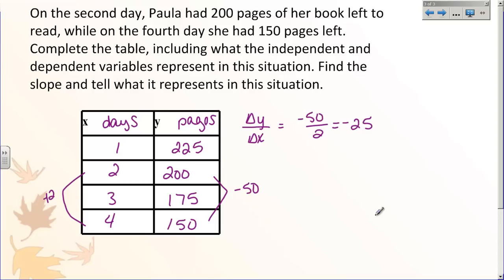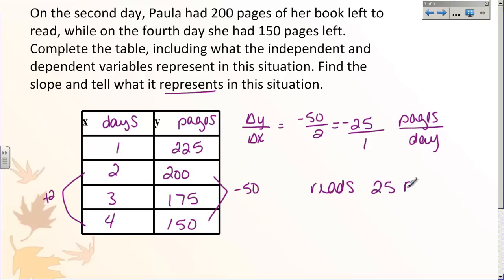So our table is now filled in. My slope is negative 25 or negative 25 over 1. What does it represent? Well, it's y over x. So this means it is the pages over days. And so what it means in this situation is that she reads 25 pages per day. And this little slash means per. So she reads 25 pages a day if she's reading at a constant rate, and that's the meaning of the slope in this situation, and that is how we find it. So there is slope from a table.